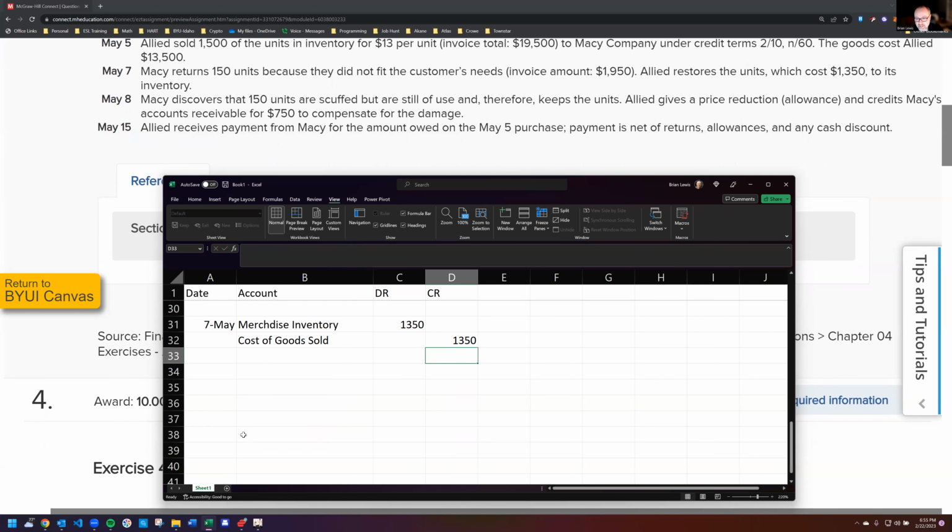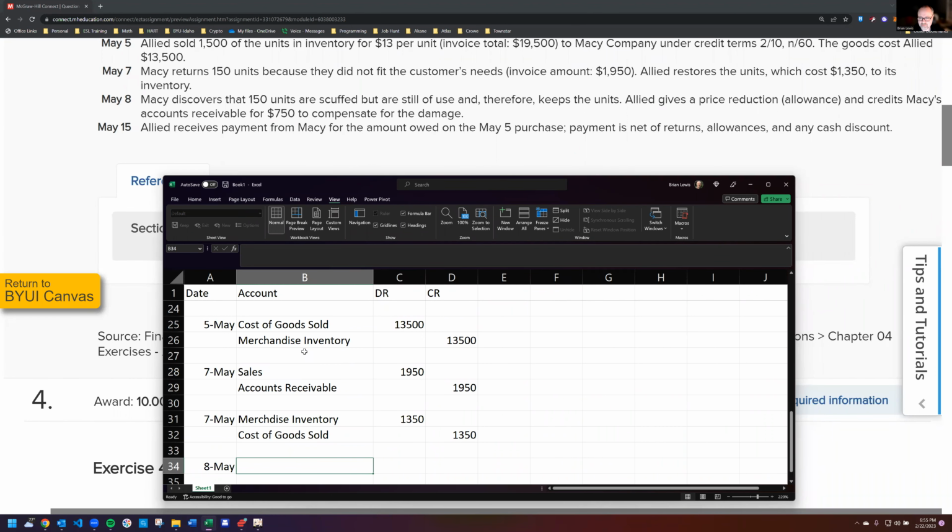So then on 5-8, Macy discovers 150 units scuffed. Okay, so they're not returning it, they're just going to get a credit, right? So in this case, we're just doing a sales return and allowance, right? Sales return and allowance. Sorry, did I do this right? I just remember sales returns and allowance. Okay.